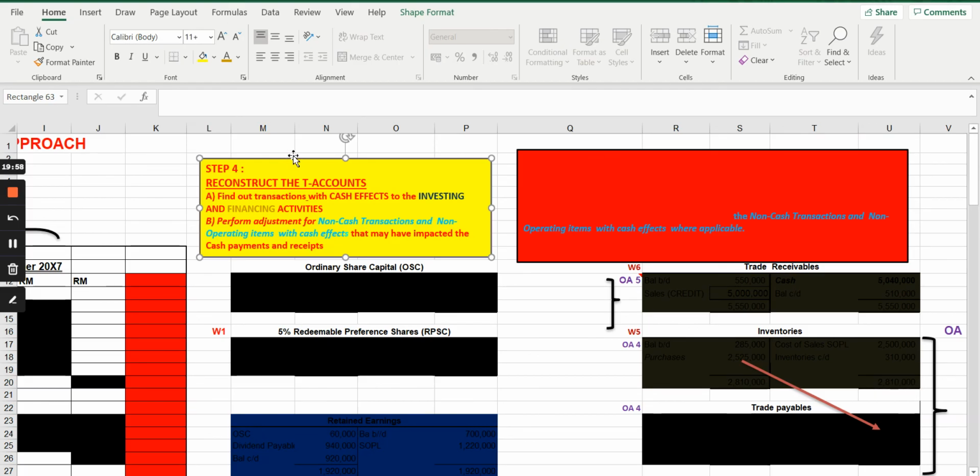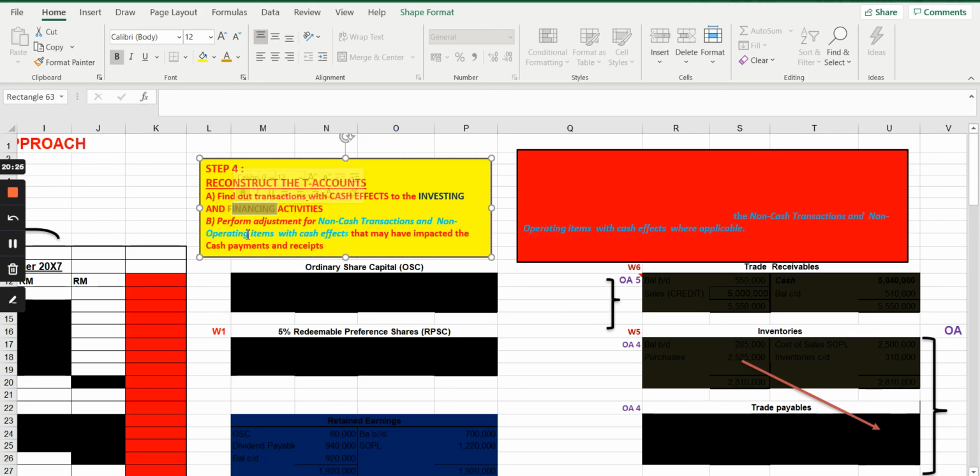But let's say it is a more complicated situation, it would be easier for you to find out what are the transactions that have cash effect. So start by doing the investing and financing. And in step 5 later, we'll be doing the one for operating. As I say, I'm going to do it bottom up. So we're going to look at those transactions first under your financing activities. Yeah, I'm going to do this first.